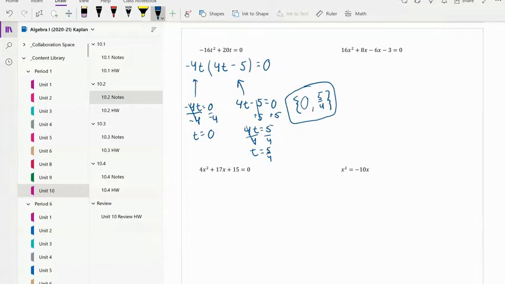That's the gist of it. Set it equal to 0 if it's not already. Factor it. Solve each of your factors if you set them equal to 0. Done and done. Okay. Moving on to this next one.